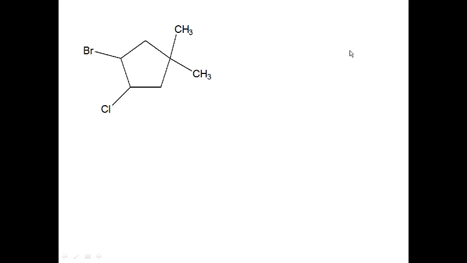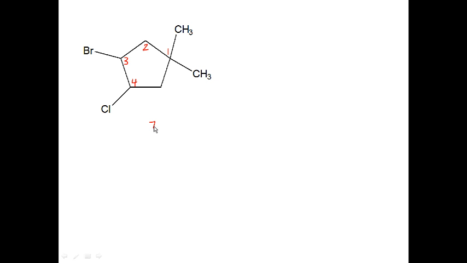Here's another example. Can you find the numbering scheme that would give you the lowest sum of substituent numbers? If you need to, shut the video off for a minute and see if you can number the substituents to give the lowest total sum. If I was to do this, I would number here, number 1, 2, 3, and 4.